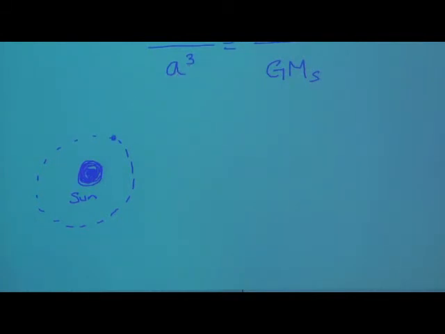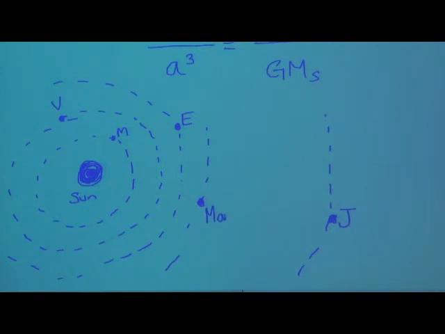So here is Mercury, here is Venus, here is Earth. Do you know what's next? That's Mars. And there is a range of asteroids, and far, far out there, there is Jupiter. And there's Saturn, Uranus, Neptune.